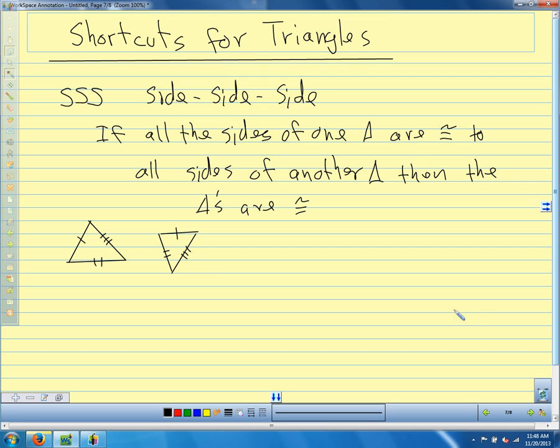So that's one shortcut for triangles: if we can show that all the sides are congruent, we don't need to worry about the angles. All the sides being congruent guarantees that our angles are congruent.